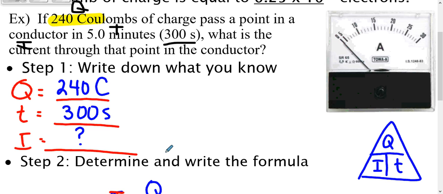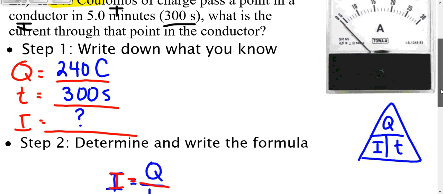So you should be filling this in at step 2 at the bottom of page 9. Determine and write the formula. Again, here's my triangle, and this is what I find on my sheet. I'm going to cover up I with my pen, or my finger, and I'm left with Q over T, or Q divided by T.